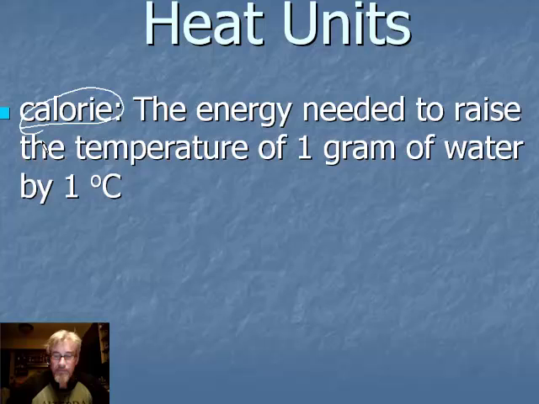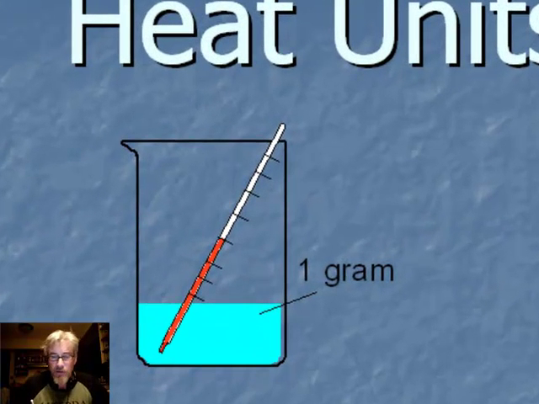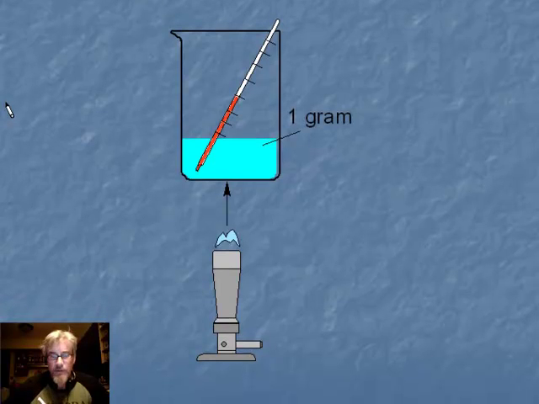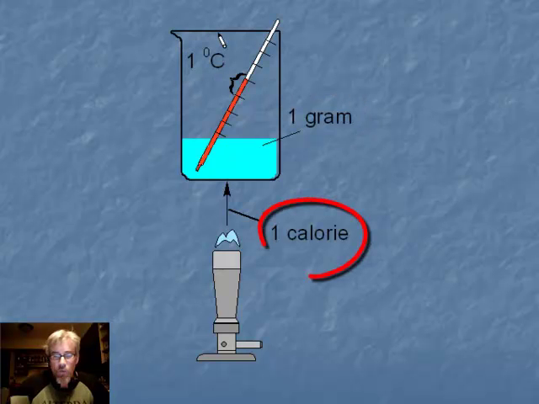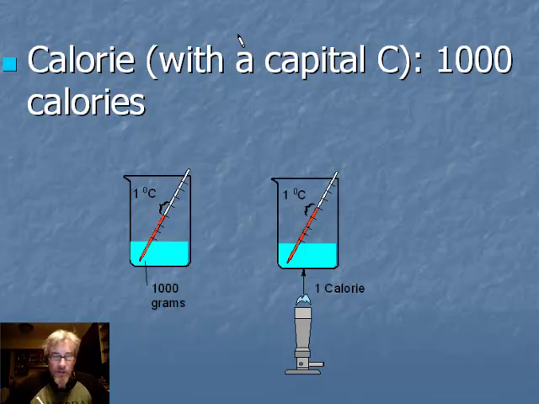You'd have to add that much energy, a calorie. So here's what we're talking about. This beaker has a gram of water in it, and there's a thermometer sticking in there. I put a burner underneath it, and now I'm going to add energy to the water. Watch what happens. As I heat it up, the temperature of the water goes up. When 1 gram of water has increased its temperature by 1 degree C, that means 1 calorie of energy has been added.